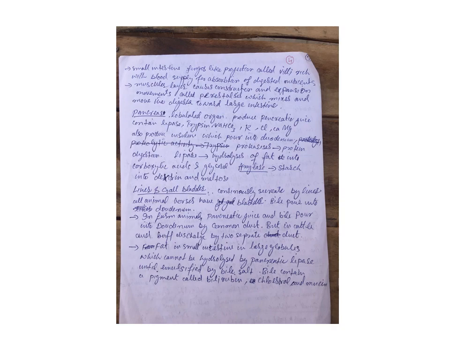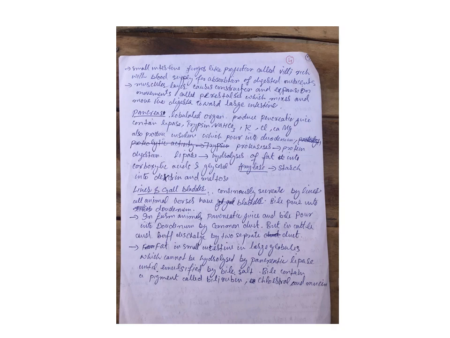There are different types of enzymes present in the pancreatic juice. Number one is proteases, which help in protein digestion. Number two is lipase, which hydrolyzes fat into carboxylic acid and glycerol. Next is the amylase enzyme, which helps in the digestion of starch into dextrin and maltose. Next is the liver and gallbladder.